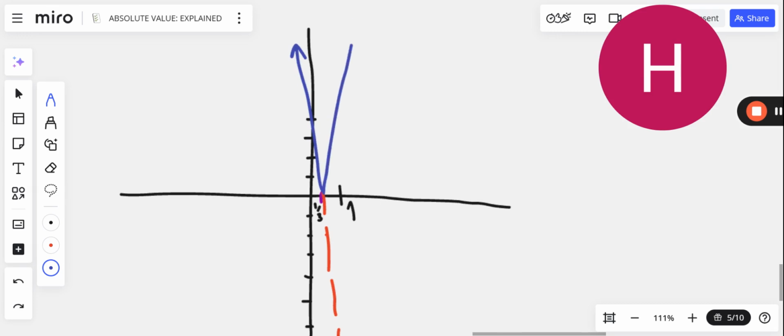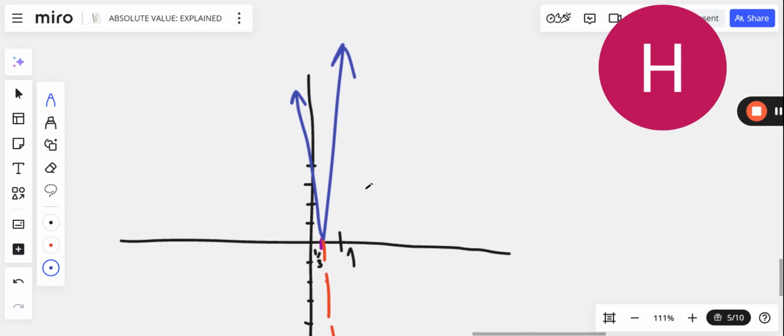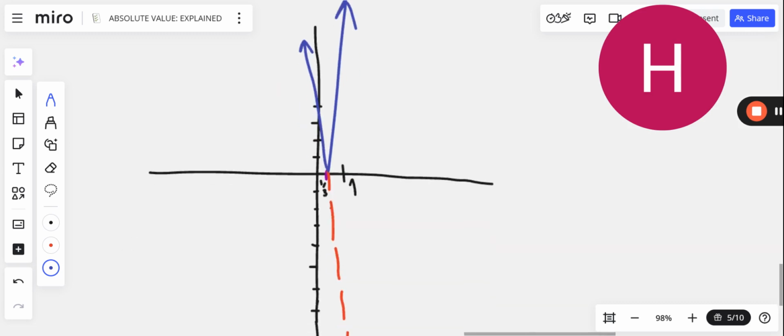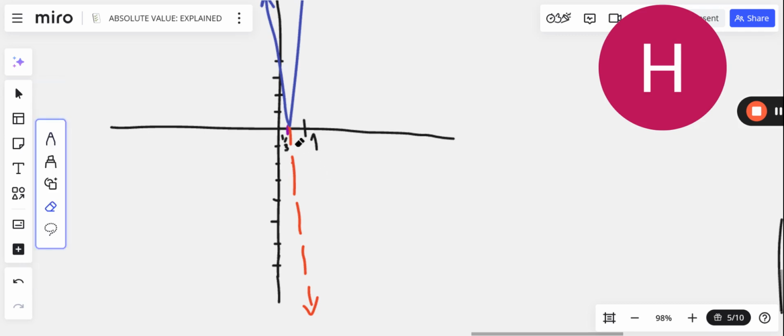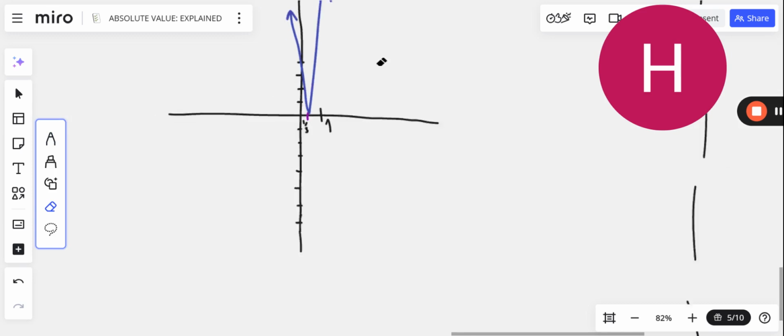It's probably even steeper than that. That looks pretty steep. I think that pretty much hit the nail on the head. Okay, and it's kind of a reflected version of this. Let's erase that. Alright, we don't need any of that anymore.